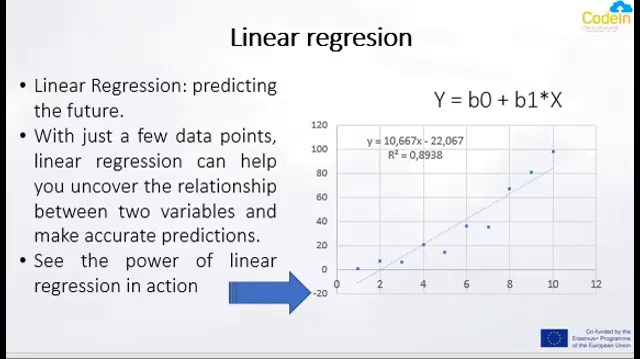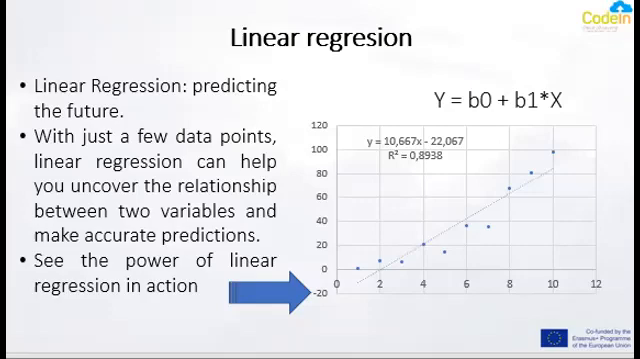R squared is the statistical measure that represents how well the linear regression model fits the data. In simpler terms, R squared tells us how much of the variation in the dependent variable y can be explained by the independent variable x in a linear regression model.